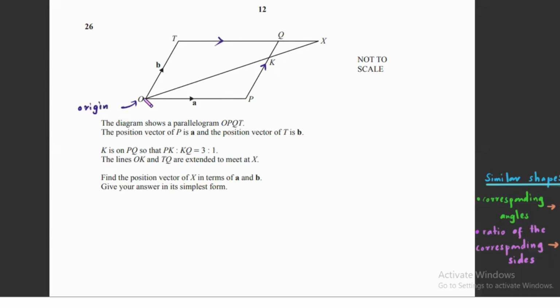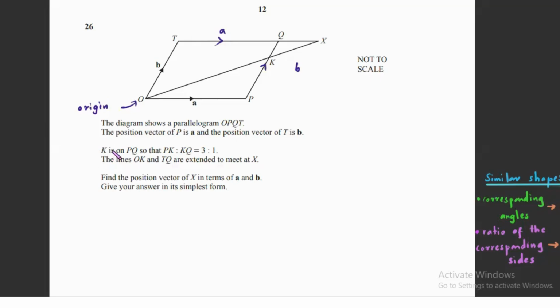Now that we know O is the origin, from O to P can be said as the position vector of P, which is A, and that will be the same on this side as well. So I'm going to mark that there. And the position vector of T is B. So position vector of T, meaning O to T, is B, which means P to Q, which is parallel on the same side, will also be B.